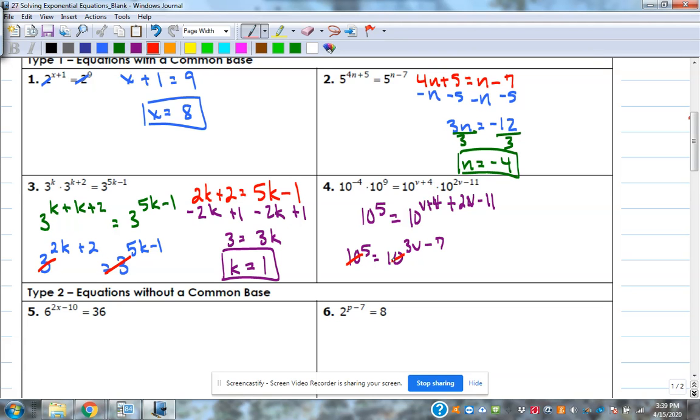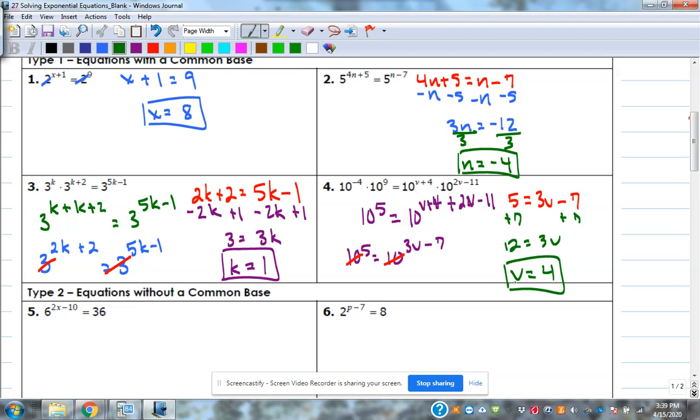Again, bases are the same, so we drop them. So we get a nice, easy equation to solve. Add 7. 12 is equal to 3v. Divide. And v is going to be equal to 4 in this case.